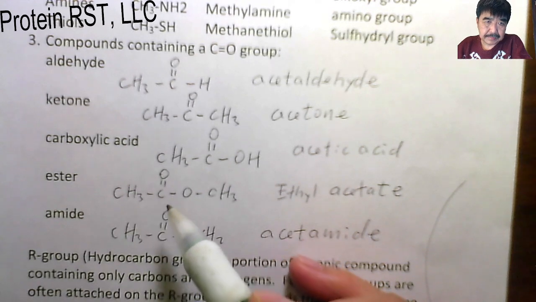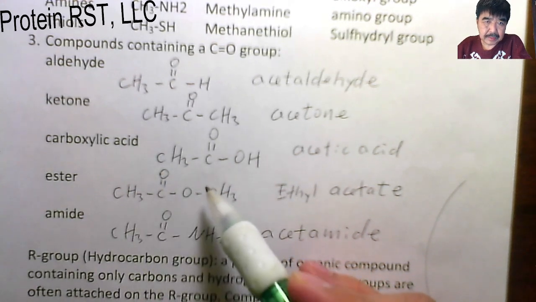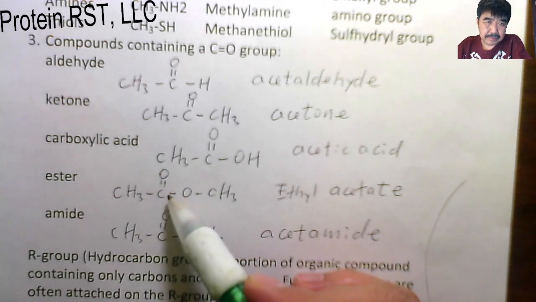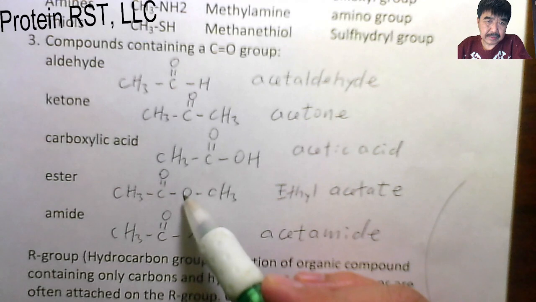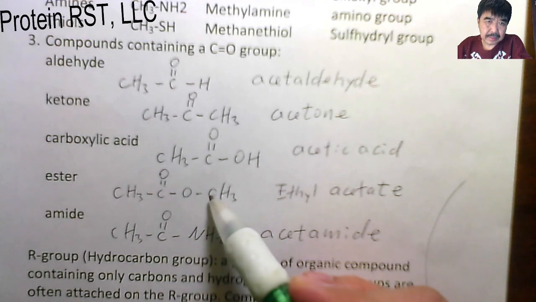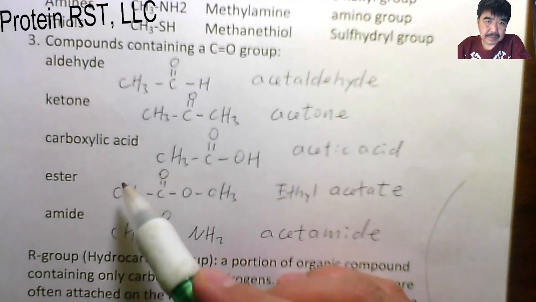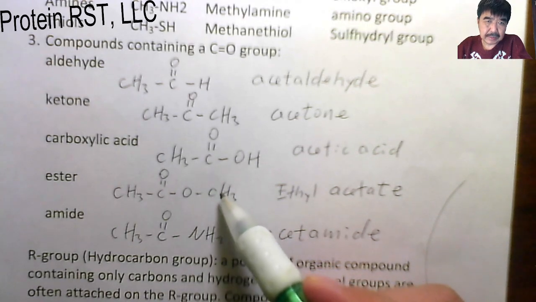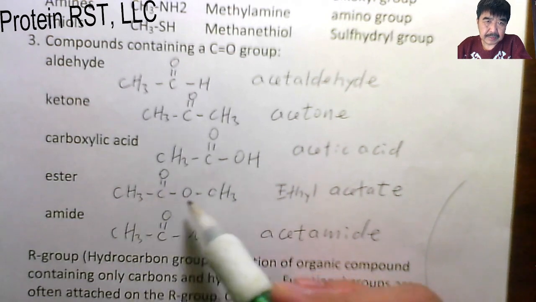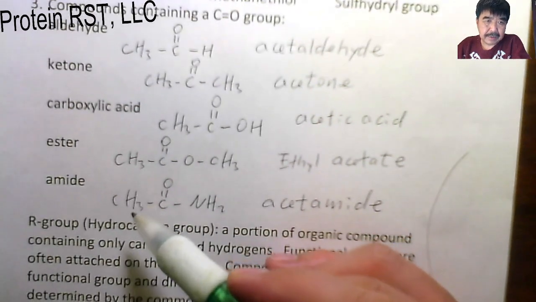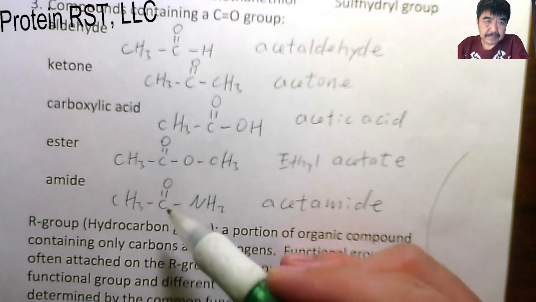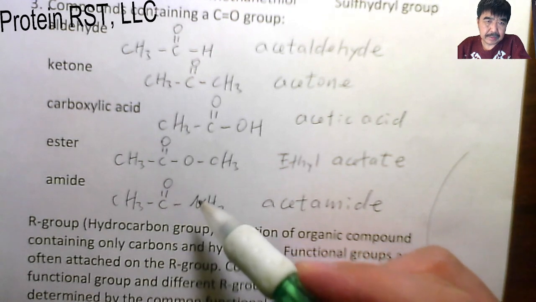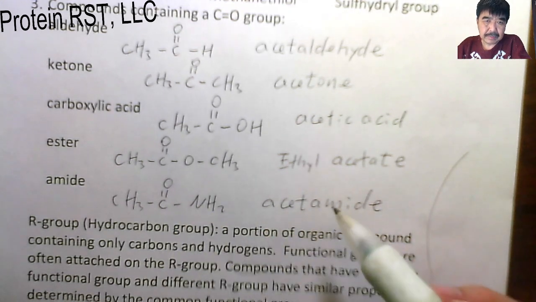Next, the ester. This is the ester group. The carbonyl group bonds to the oxygen here, and the alkyl group. This compound is called an acetate. The last one is the amide. Amide is an amine bound to a carbonyl group. It's a carbonyl group bound to a nitrogen. This is acetamide.